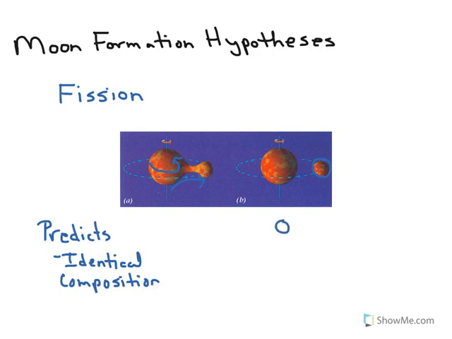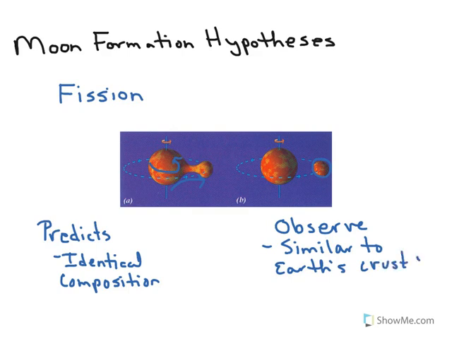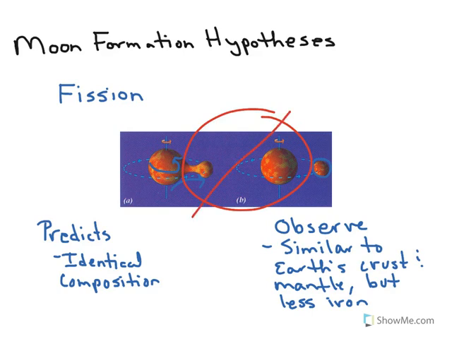Now, what we observe when we look at the moon is that the moon is similar to Earth's crust and mantle, but a lot less iron, which is found in Earth's core. So just based on that alone, that eliminates the fission hypothesis.